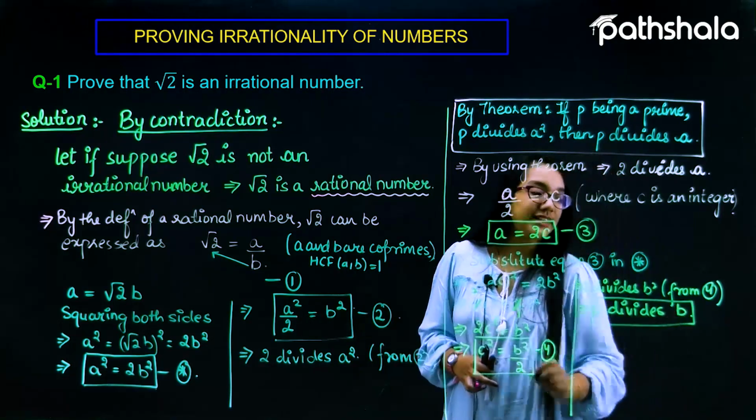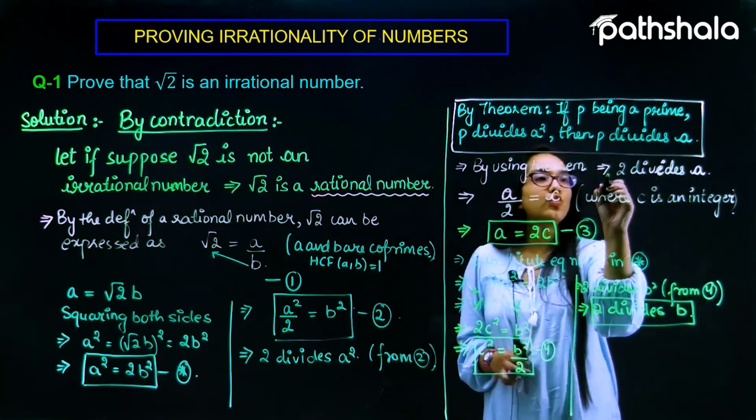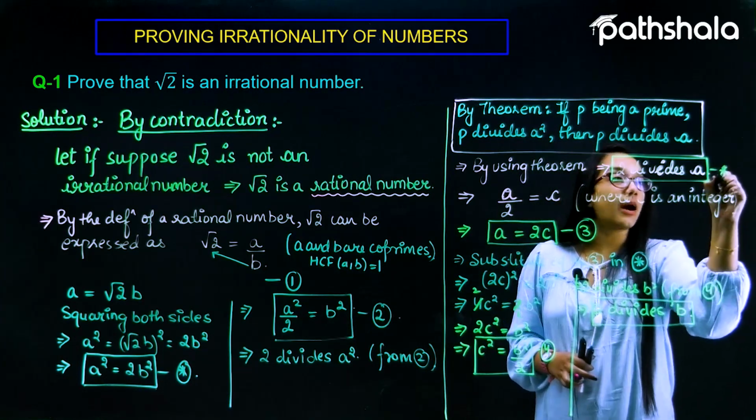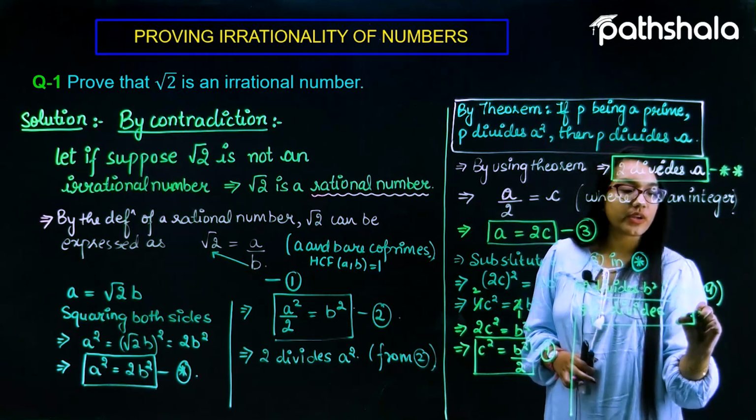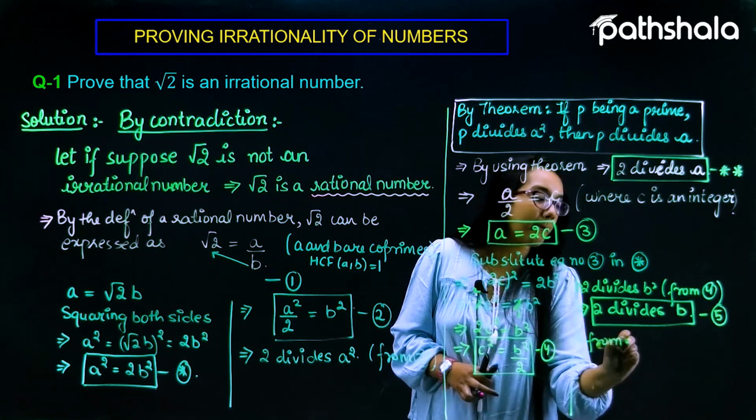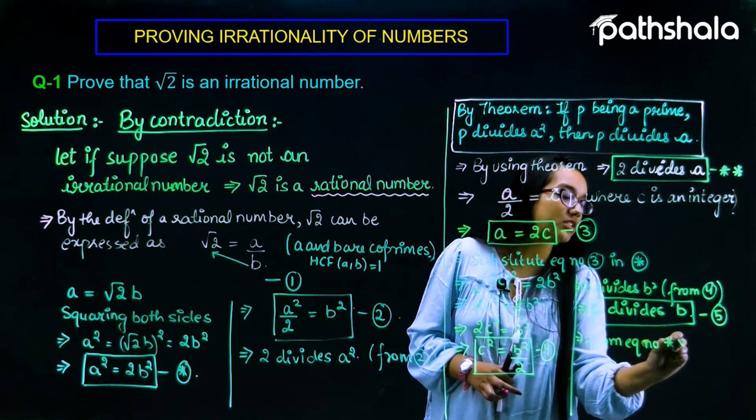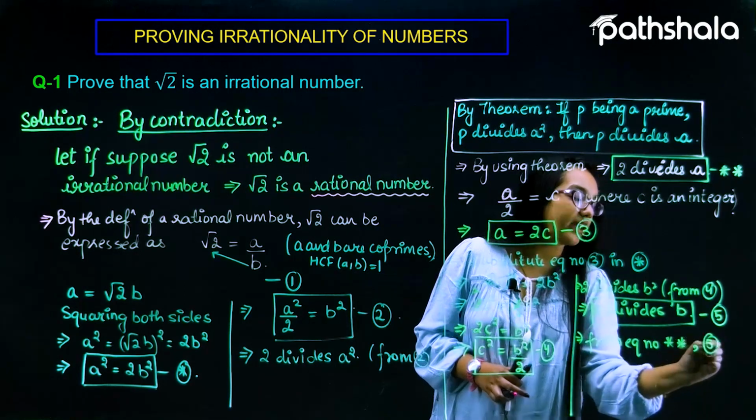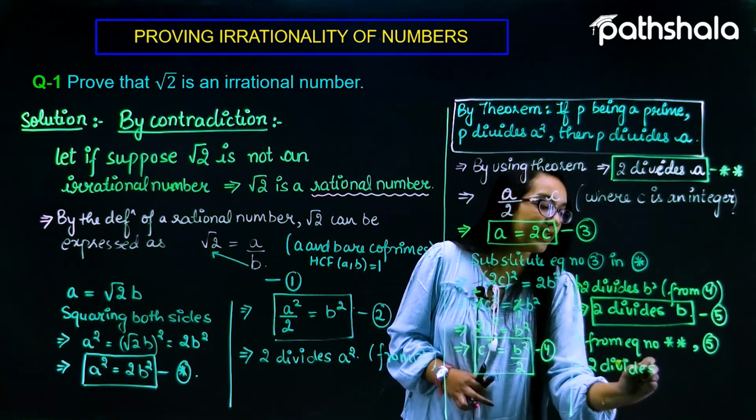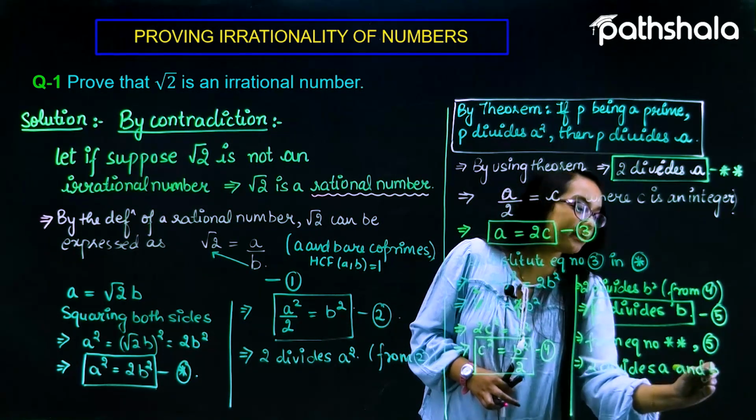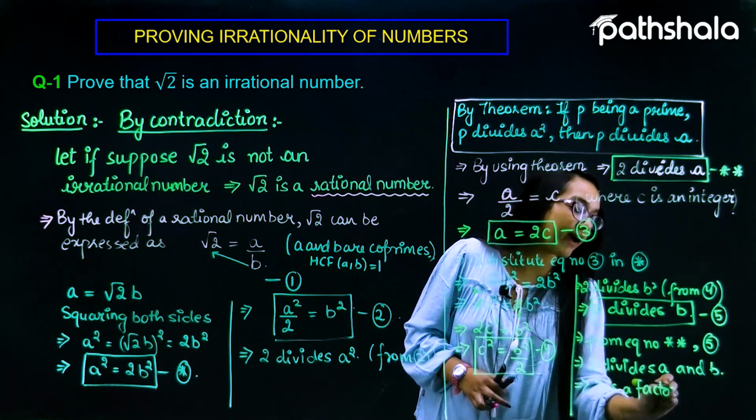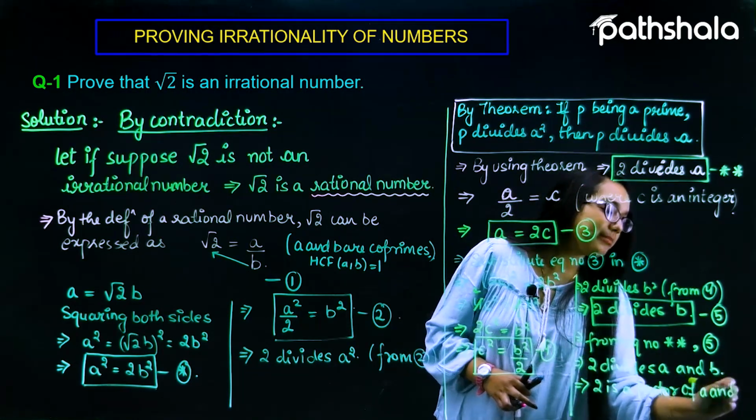So 2 divides b, and we know that 2 also divides a. Let us suppose I'm calling this equation the double star equation, and I'm calling this equation number 5. So from the double star equation and equation number 5, what we get is that 2 is not only dividing a, but it also divides b. It means that 2 is a factor of a and b itself.